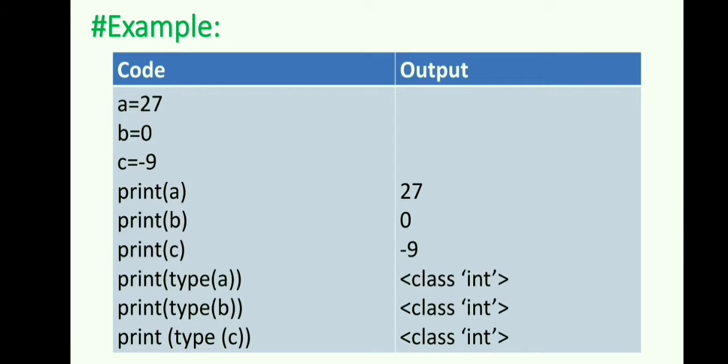We can get the data type of an object by using the built-in function type in Python. The last three print statements, print type a, print type b and print type c, will display the data type of the variables a, b and c respectively. Here the data types are int. The integer data type is represented by the int class in Python. Data types are classes and variables are objects of these classes in Python because everything is an object in Python.